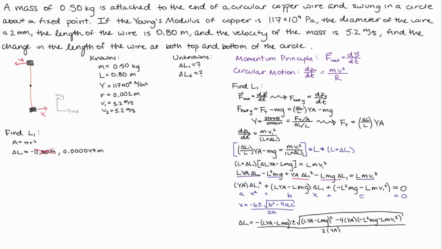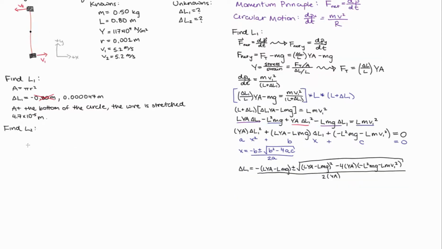Thus, we can reject this. The second value tells us that at the bottom of the circle, the wire is stretched by 0.047 millimeters. This delta L1 is very small relative to the total length of the wire. In finding L2, we will proceed similarly.